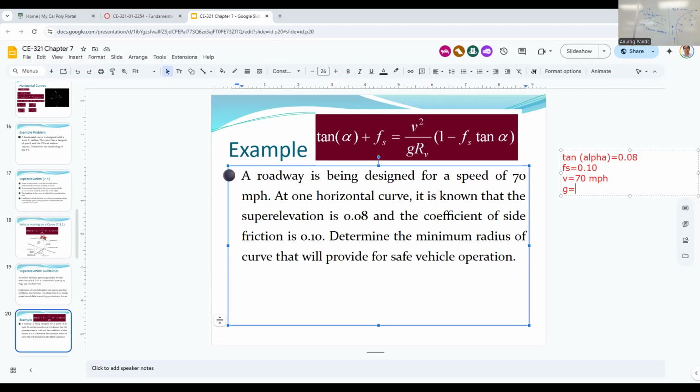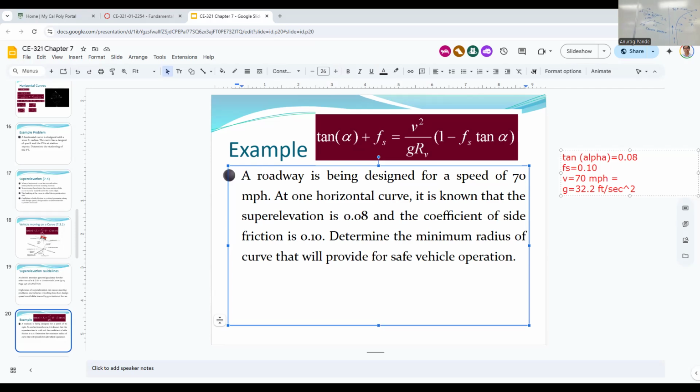So tell me, do you remember the G value from imperial units? 32.2 feet per second squared. Now I have a problem, because my speed is in miles per hour, but I remember my G value as 32.2 feet per second squared. So what I need to do is write that V also in feet per second, so that my units are in good shape.